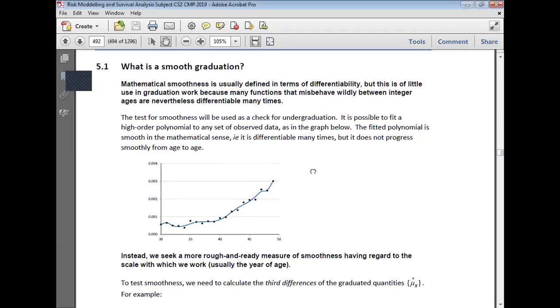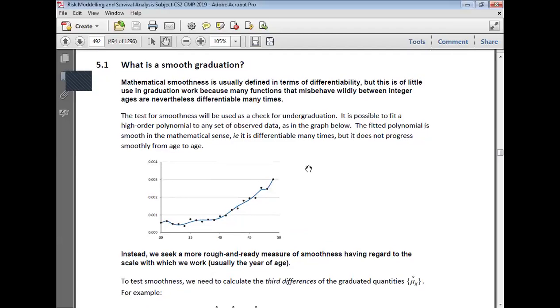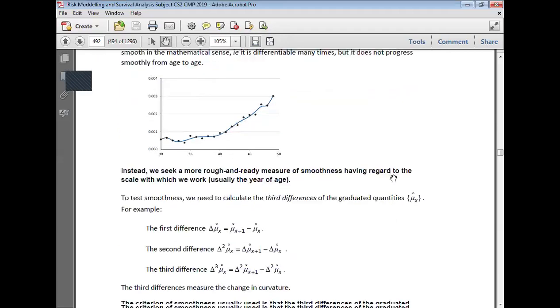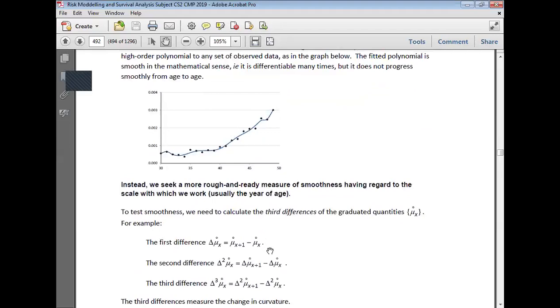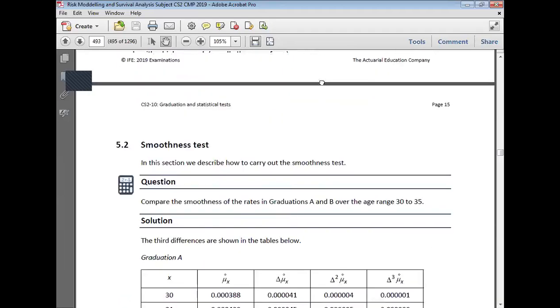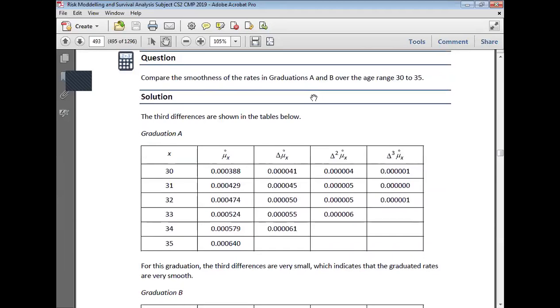When I'm talking about smooth, in terms of mathematics, we think that the derivatives of some higher order should exist. But that also happens if we don't have a smooth enough curve, because the mathematical definition of smooth is not the one that we're looking at here. So what we do is we take the first difference, then the second difference, and then the third difference. To give you an example, let's look at this particular question. This is taken from graduation A, the first table that we just saw, and these are the ages and the corresponding graduated mortality rates.